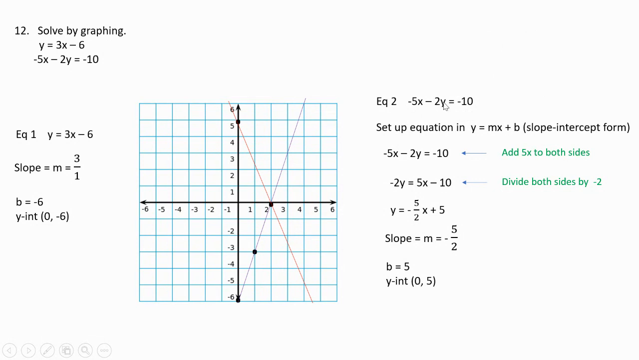To find the y-intercept, we let x equal 0. So that means we get -2y equals -10. Then we divide both sides by -2, so we get y equals 5. You see, there's my y-intercept. Now to find the x-intercept, we let y equal 0. So that's gone. We get -5x equals -10. We divide both sides by -5. So x equals -10 divided by -5, which will be 2. So it'll be 2, 0.